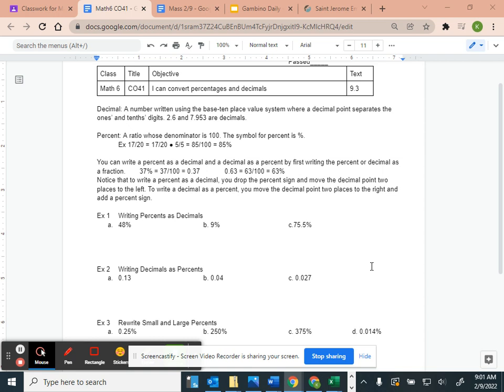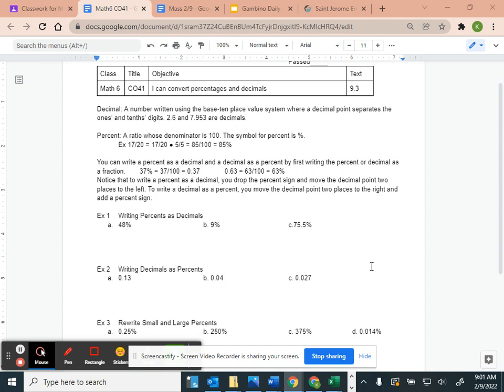Okay, good morning. We are continuing with those percentages with CO41. I can convert percentages and decimals. Yesterday we were working with the fractions. Today we're going to work with those decimals.